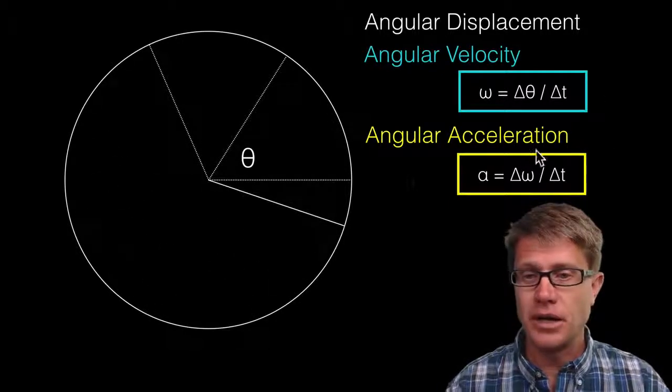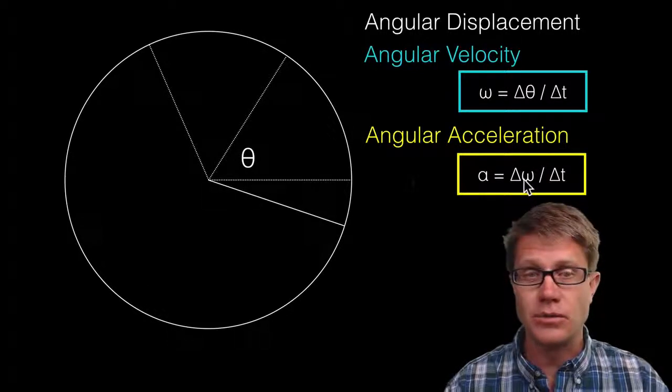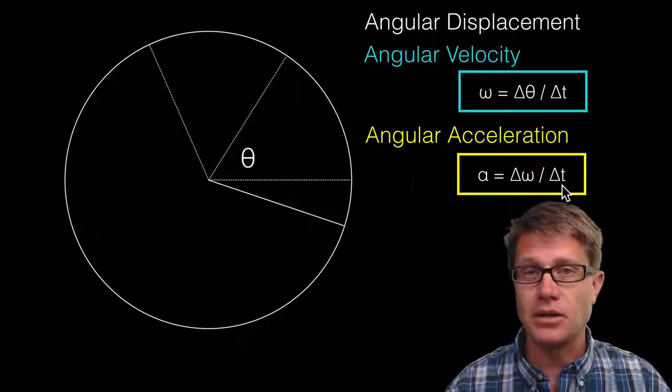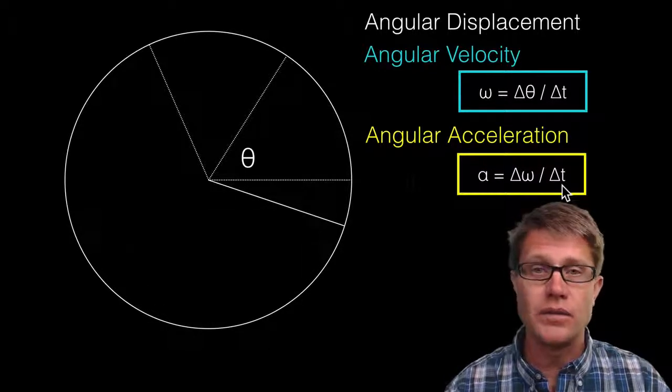So how would I figure out my angular acceleration? It's going to be the change in omega, which went from 0 to 1 radian per second. So that's going to be 1 radian per second. How long did it take to do that? It took 5 seconds. And so my angular acceleration would be 1/5 or 0.2 radians per second squared.